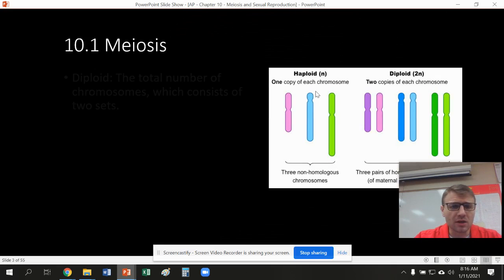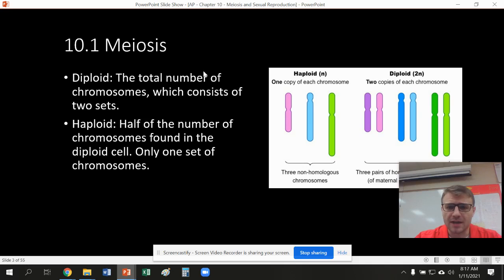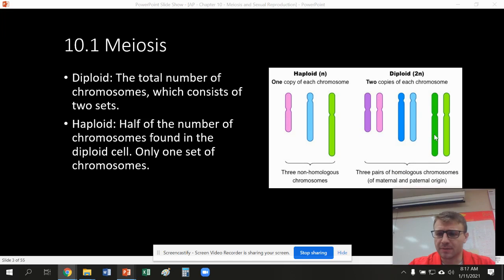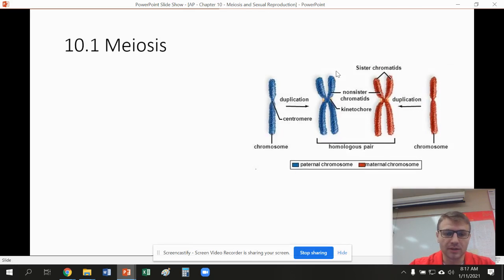One concept I do want to review before we move forward is haploid versus diploid. Diploid cells have the total number of chromosomes, which consists of 2 sets. You can see here we have these homologous pairs. So these are homologous, these are homologous, and these are homologous. But understand, this blue one and this pink or purple one are not homologous. They're not homologous because they don't have the same genes in the same locations. You can see the centromere differs in each of these as well. Haploid, you only get 1 chromosome per homologous pairing, and the cells at the end of meiosis are haploid. The cells at the end of mitosis are diploid.